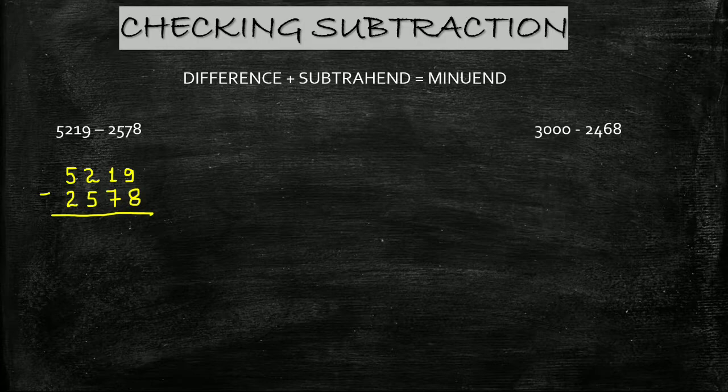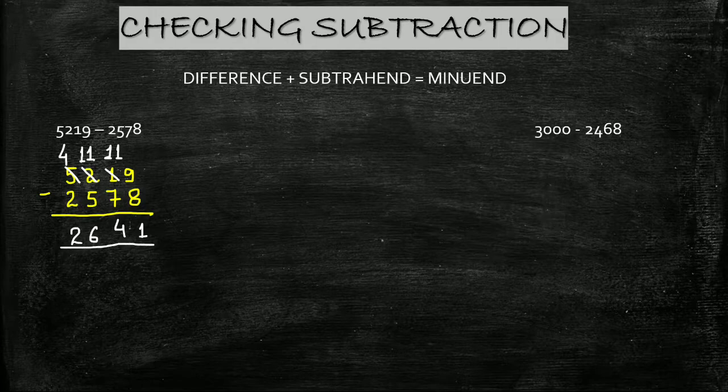So 9 minus 8 is 1. We have to do 1 minus 7, which is not possible. So borrow from the hundreds column. So here 1 will be left and 1 tens will be converted into 11 tens. 11 minus 7 will give us 4. Now come to the hundreds place. 1 minus 5, not possible, so borrow 1000 from the thousands column. 4 will be left here and it will be equal to 11 hundreds. 11 minus 5 is 6. 4 minus 2 is 2. So the difference is 2641.